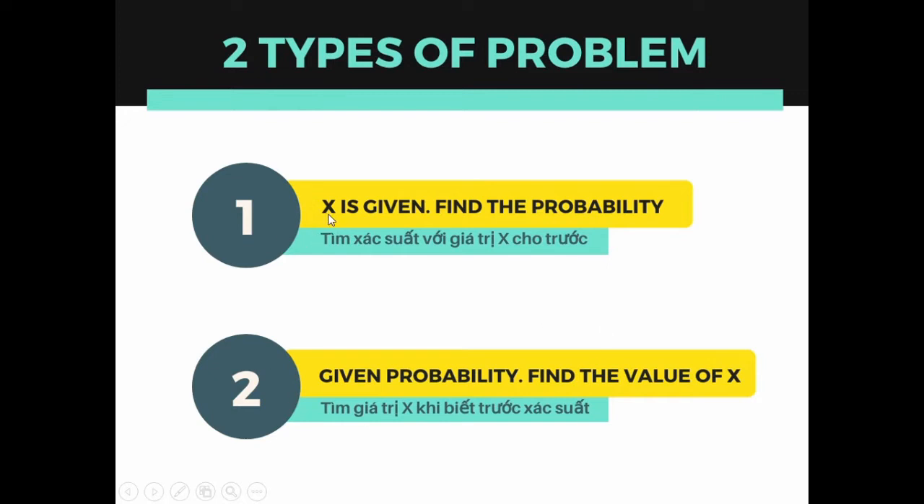The first type: when the question has given you the value of x, then asks you to find the probability. And the second one, reversely: they give you the probability, then ask you to find back the exact value of x. Remember that there would be and only be two types of problem like this, and it just depends on the difficulty levels of the question that the test writer wants to trick you. Hence, the first and foremost thing to do is to identify which type of problem your question belongs to.